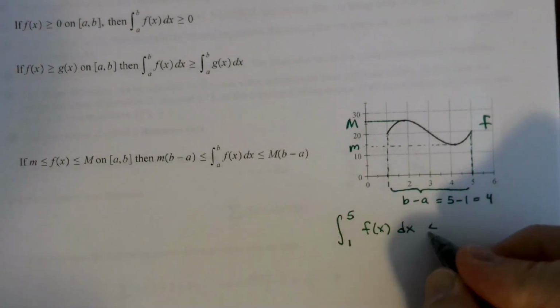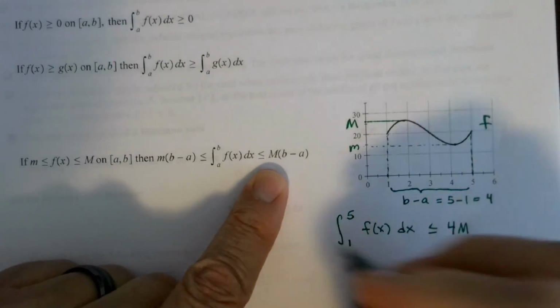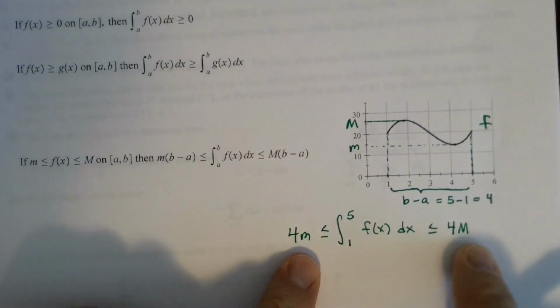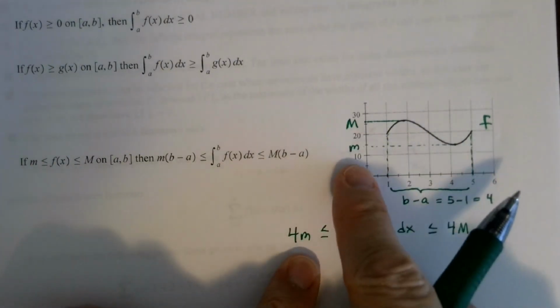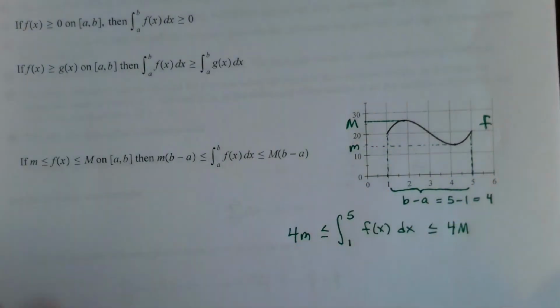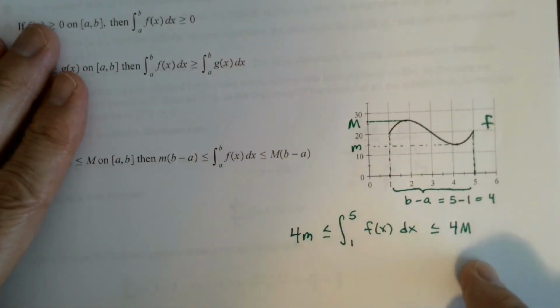And so this is less than or equal to b minus a times big M, which is 4 times big M, and this is greater than or equal to 4 times little m. Now, if you want to estimate big M is 26 and little m is 14 or whatever, you can plug those in and get actual quantities, but we've trapped the value of our integral between two values.